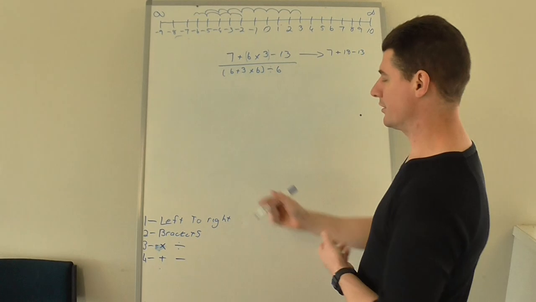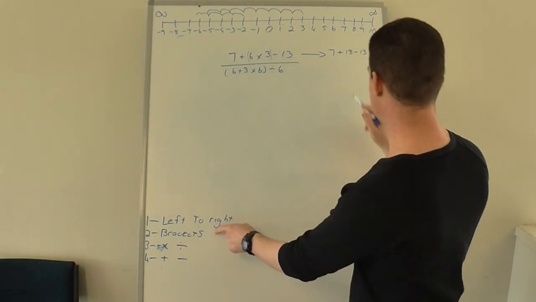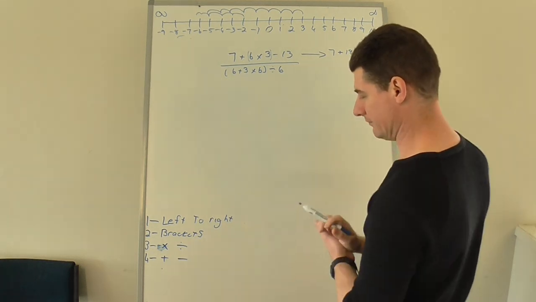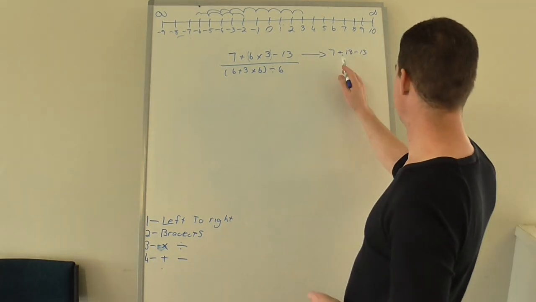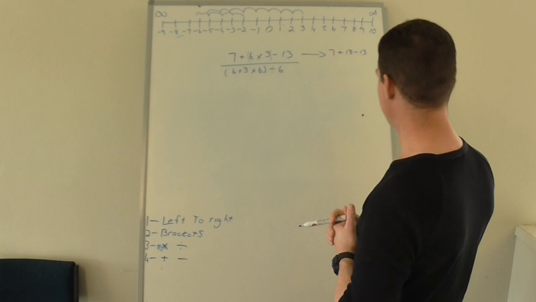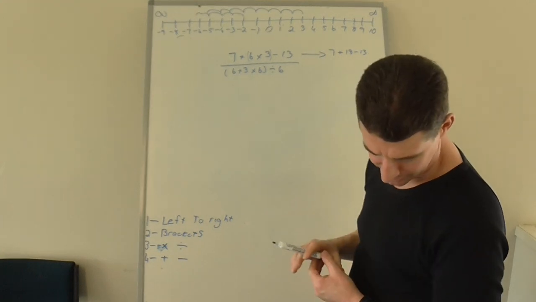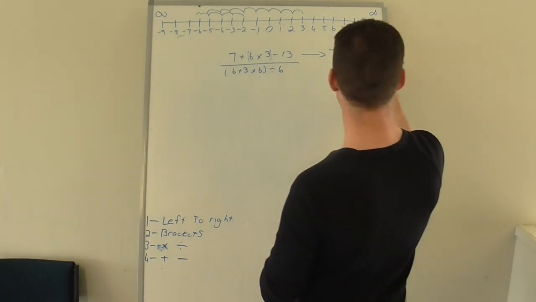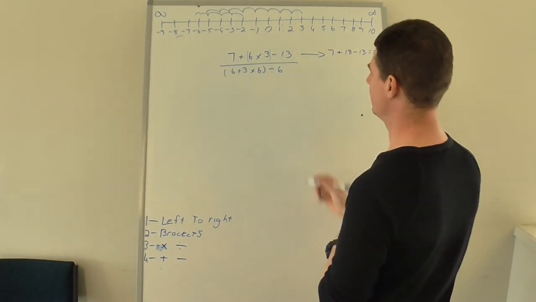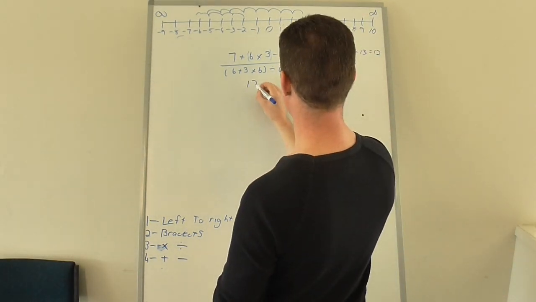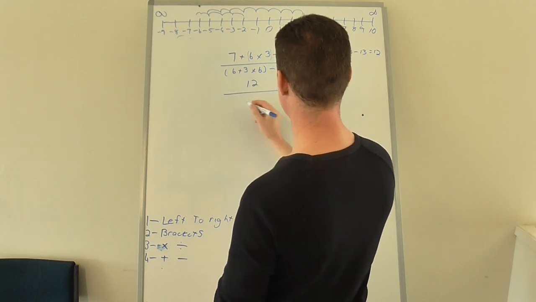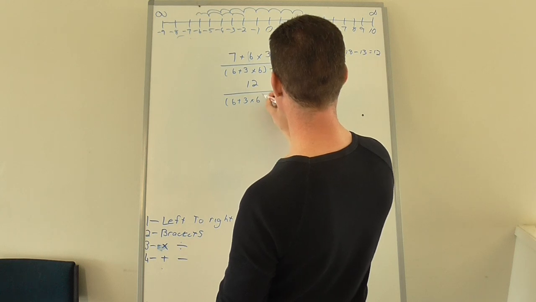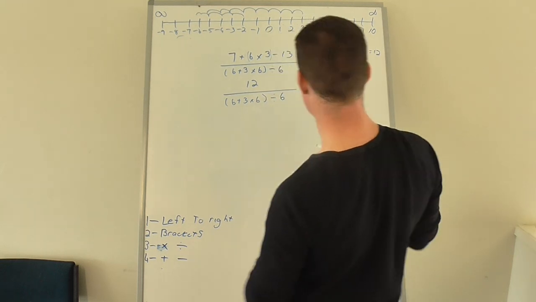So in other words, now you start again. Left to right, are there any brackets? No. Are there multiplication and division? No. Adding, subtracting? Yes. So 7 plus 18 is 25. 25 minus 13 is 12. So in other words, that one is 12. So, okay. So we've got 12 over 6 plus 3 times 6 divided by 6.